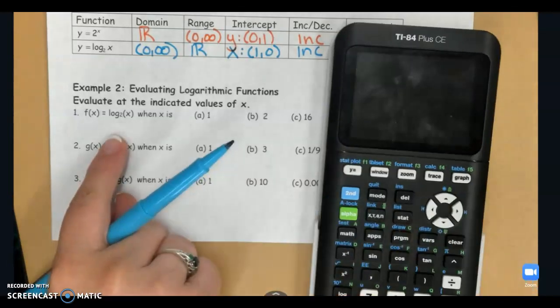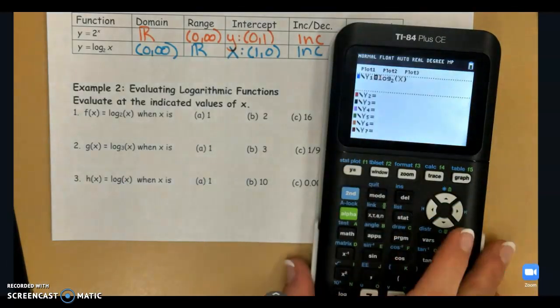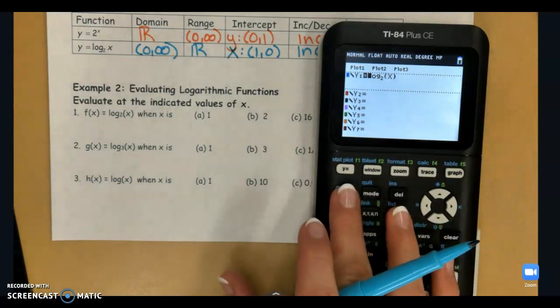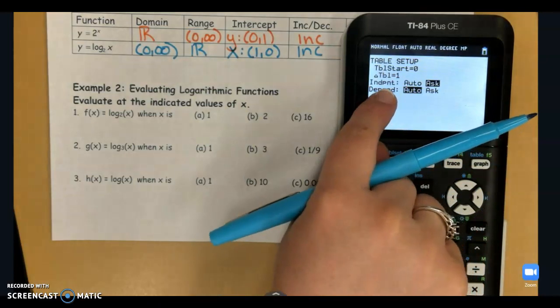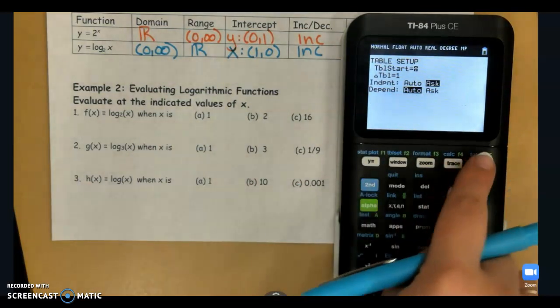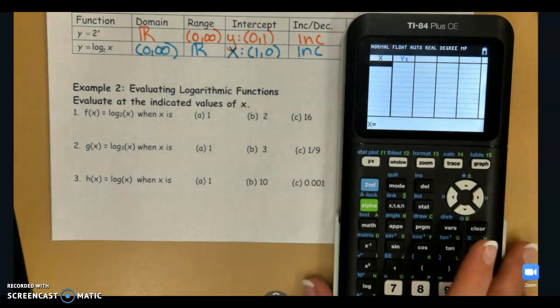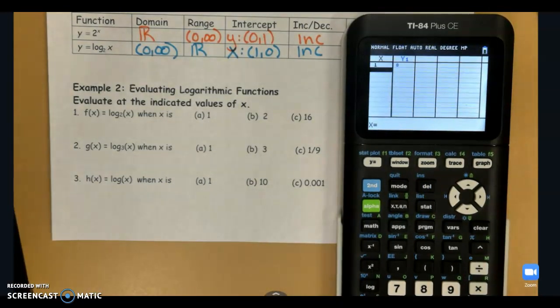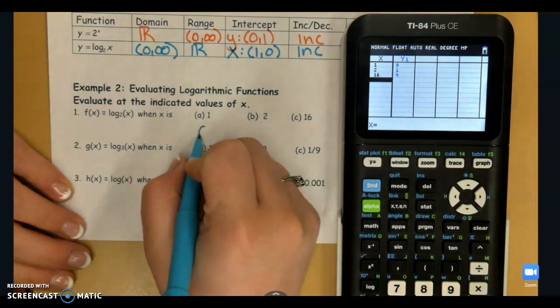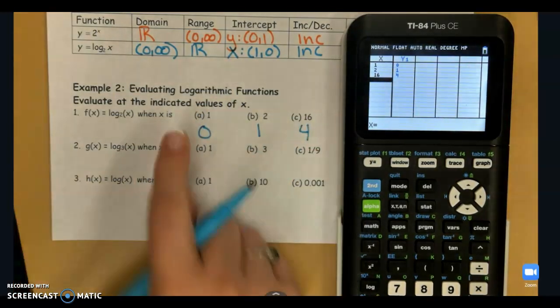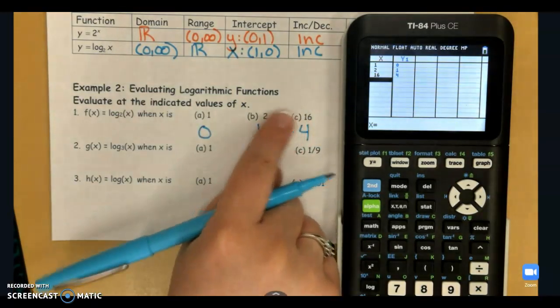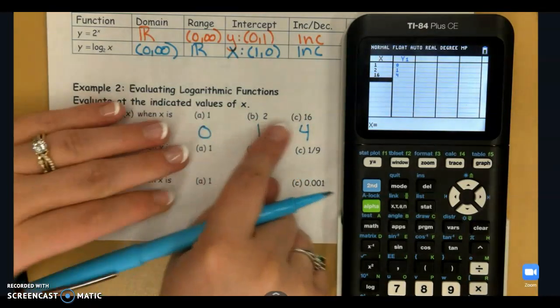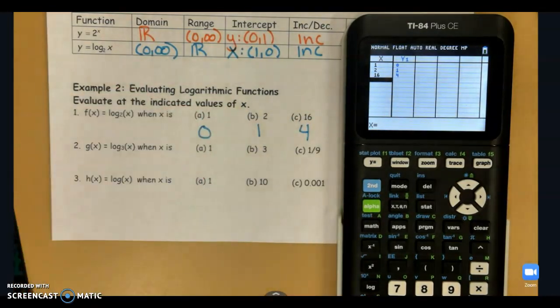For the first one, I'm doing log base 2 again, which I still have in my y equals from when we looked at the graph. If I'm telling it what inputs I want, I need to make sure that my table is set for the independent to be on ask. So now I'm going to go to my table, and I'm going to type in 1, 2, and 16. And I get as an output 0, 1, and 4. These are all positive outputs, and my inputs, other than 1, were all positive values, these two being bigger than 1, and I got positive answers.